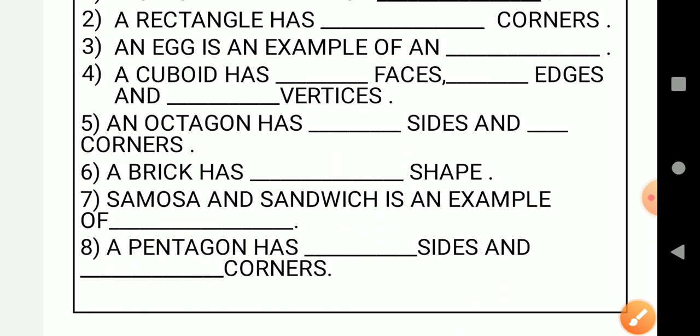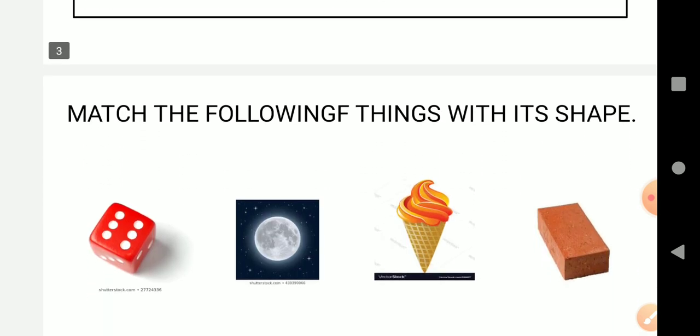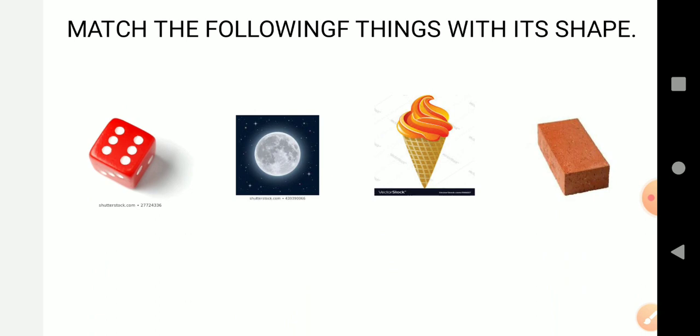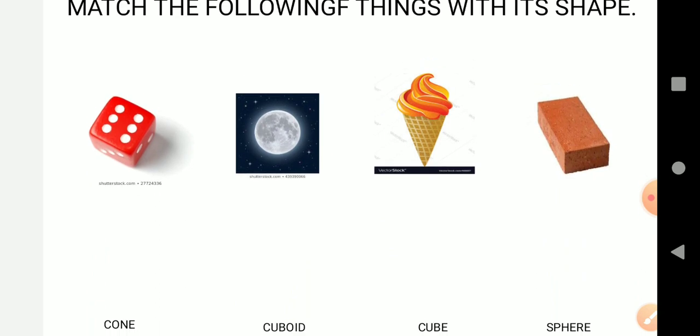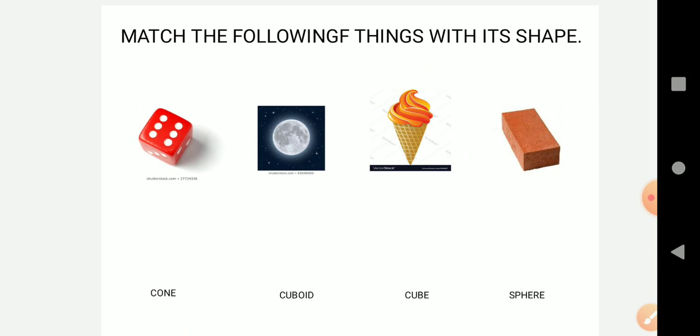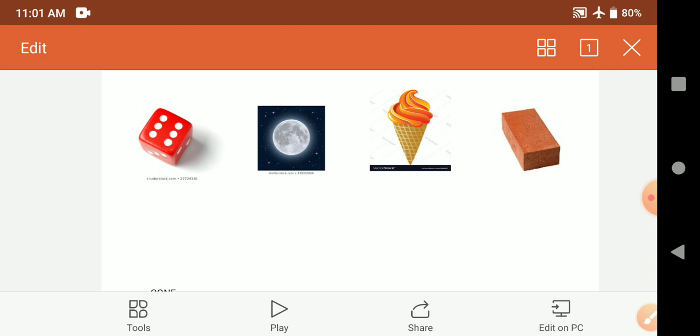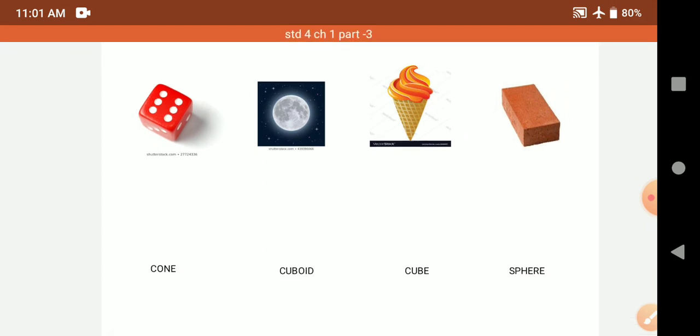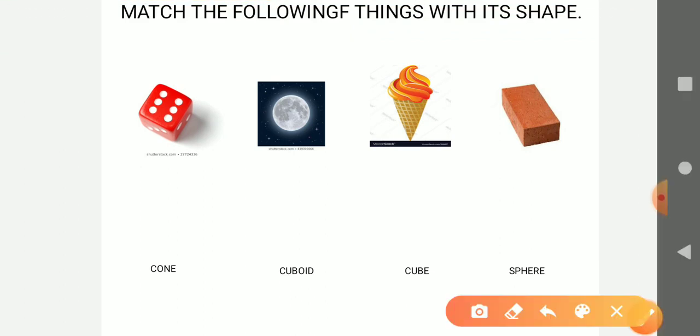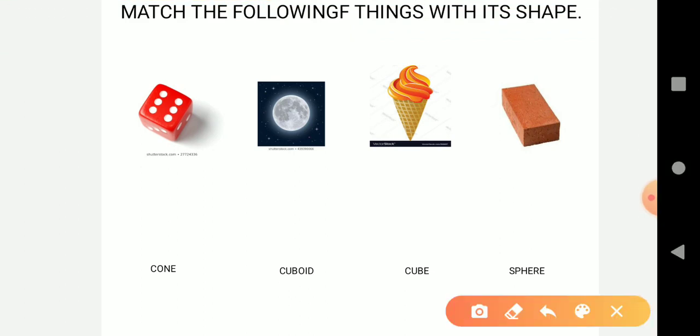Yes. Now we take our next question. Match the following things with its shape. There are 4 pictures given here: dice, moon, ice cream cone and brick. And four shape names are also given: cone, cuboid, cube and sphere. Now tell me, which shape is this?